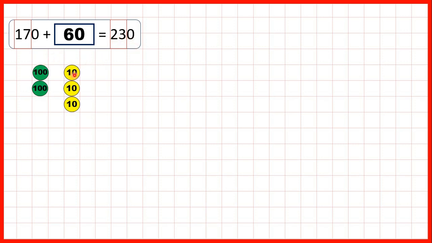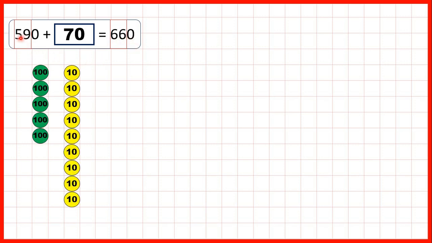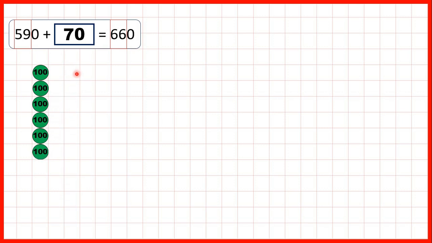and that gives us 2 hundreds and 3 tens. And then, if we start with 590, we can add 7 tens, so we can add 1, exchange, then add 2, 3, 4, 5, 6, 7, and that gives us 6 hundreds and 6 tens, so 660.